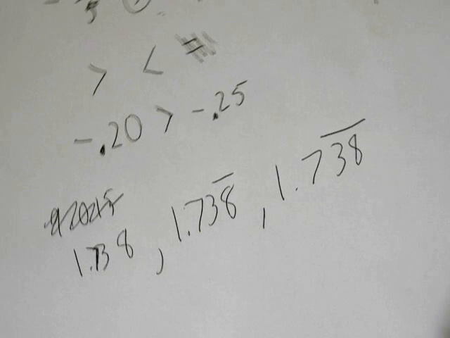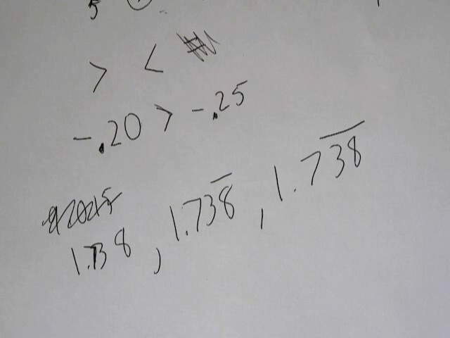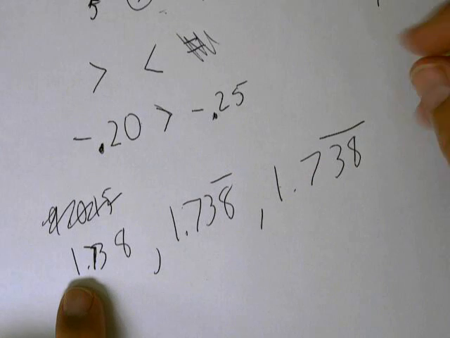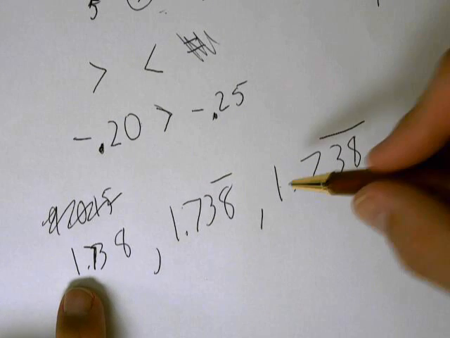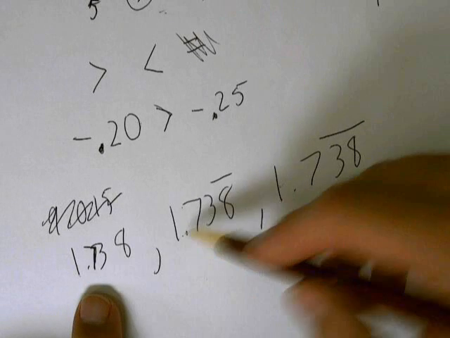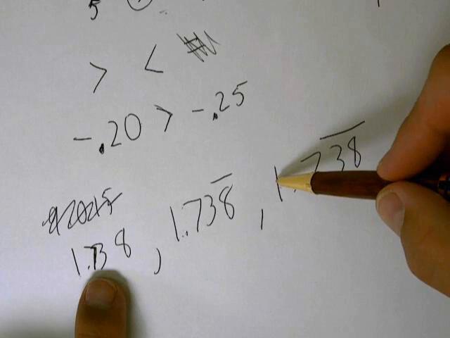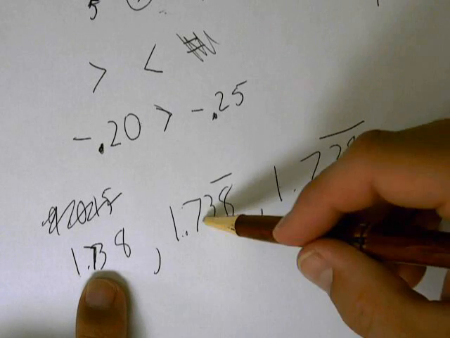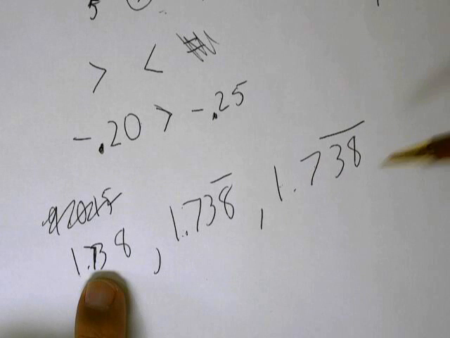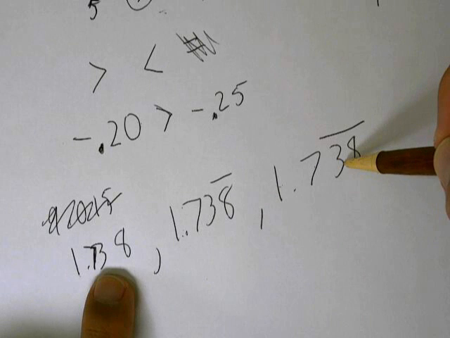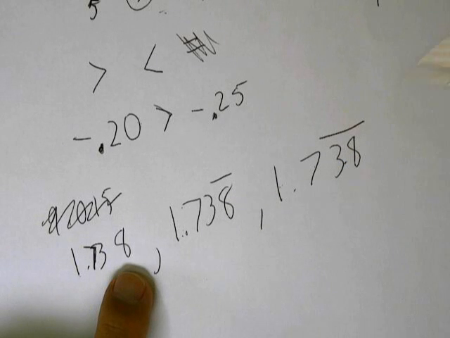Okay, so we have three different numbers that all have the same digits in them, right? They all have 1.738. So how do we compare them? We're going to put these in order from greatest to least. So I'm looking for the biggest number. If you look at the first number in them, it's 1, 1, and 1. They're all the same, so we move on. 7, 7, and 7. They're all the same, so we move on. 3, 3, 3. All the same, we move on. 8, 8, 8. All the same, we move on.